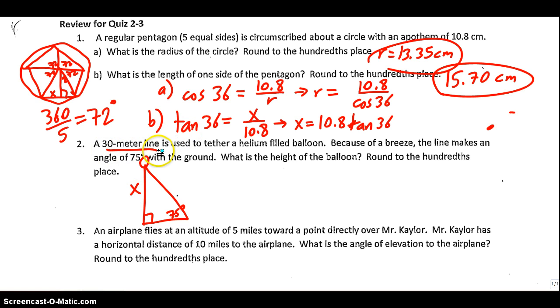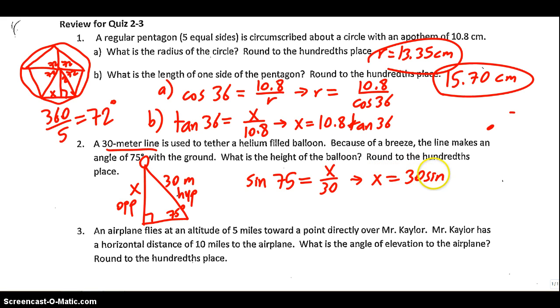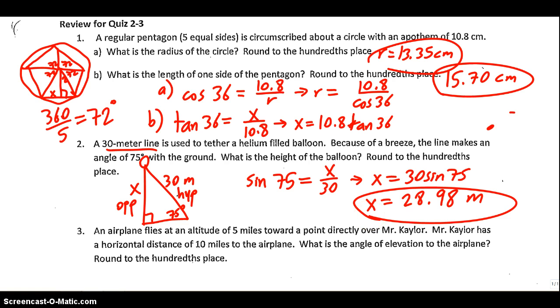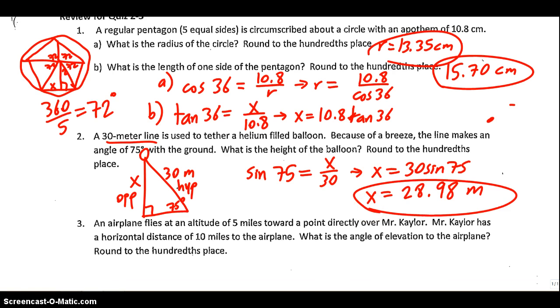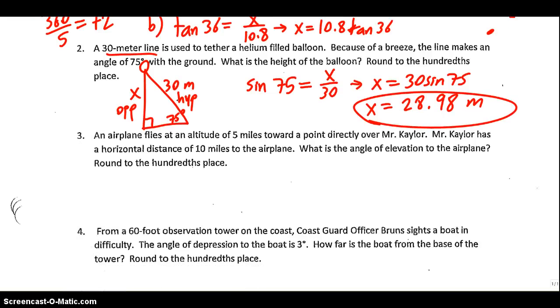30-meter line. The line itself is 30 meters. That's what's tethering the balloon, so that would be this one. Would make sense to go on the bottom, okay? And they want to know what's the height of the balloon. So this x is the opposite of our 75-degree angle. 30 is our hypotenuse. So you're going to use the sine of 75. That equals x over 30. Again, variables on top, so use cross multiply. So x will be 30 times the sine of 75. It says round to the hundredths place, so that'll be 28.98 meters. Again, these are all just typing in your calculator. If you need help with that, please let me know.